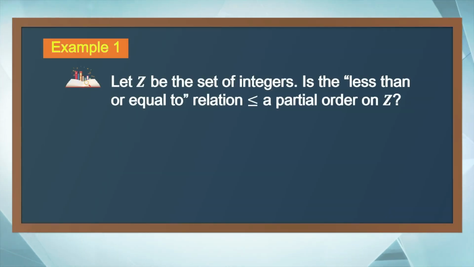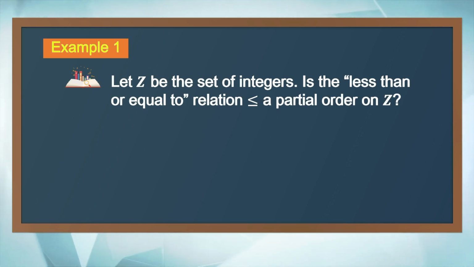Let's do some examples. First, example 1. Let Z be the set of integers. Is the less than or equal to relation a partial order on the set of integers? Firstly, because x is less than or equal to x for every integer x, the less than or equal to relation is reflexive. Secondly, if x is less than or equal to y, and y is less than or equal to x, then x equals y.